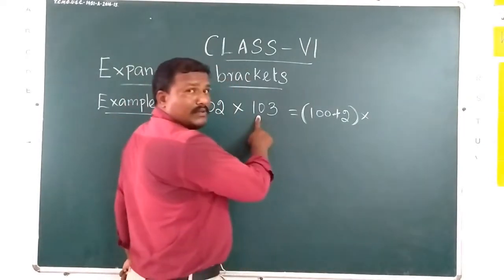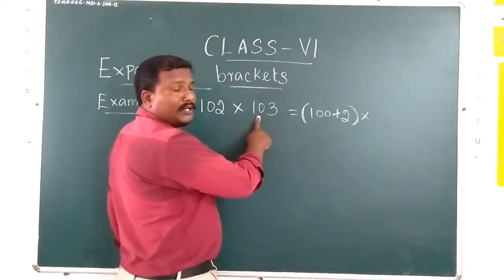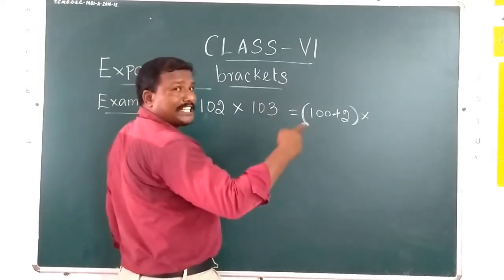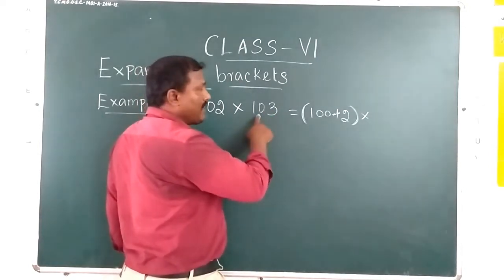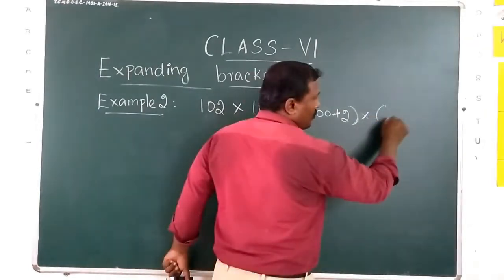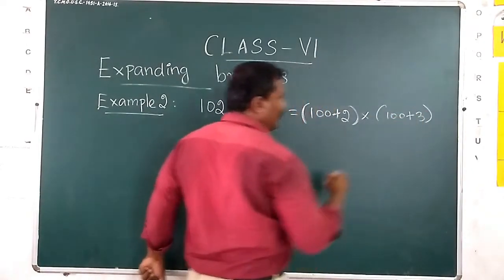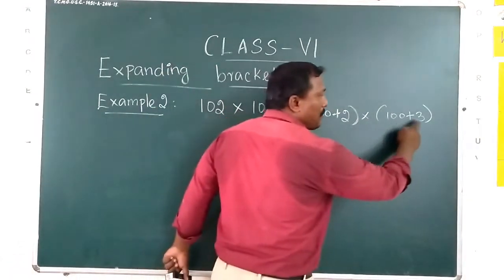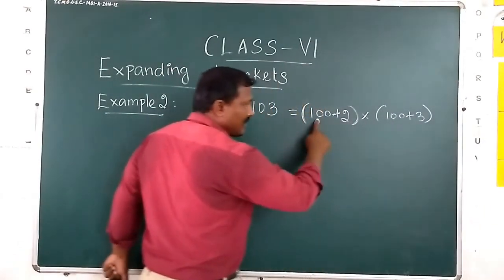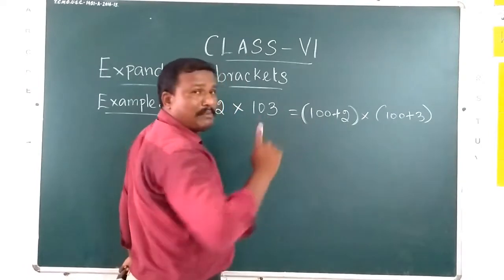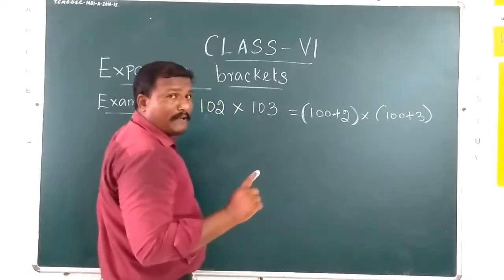So I know you can expand. How to expand this 103? So 100 first, plus 3. If you add 100 plus 3, it is 103. And 100 plus 2 is 102. Okay, now I expanded. Now we want to multiply.